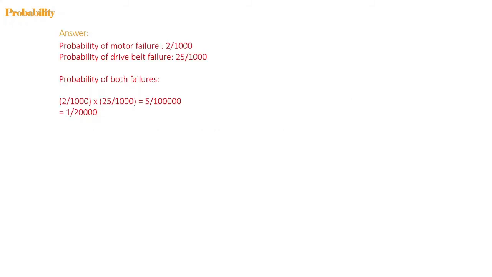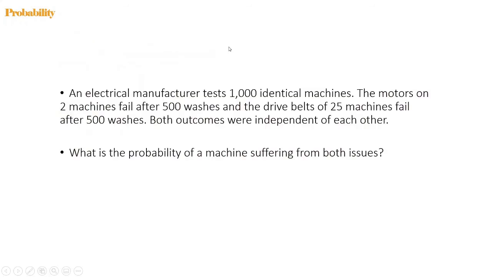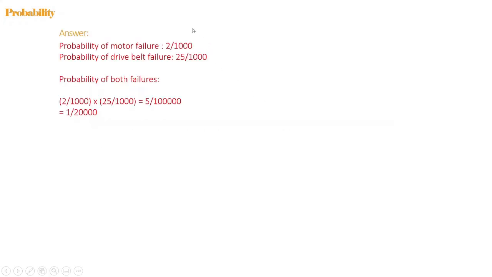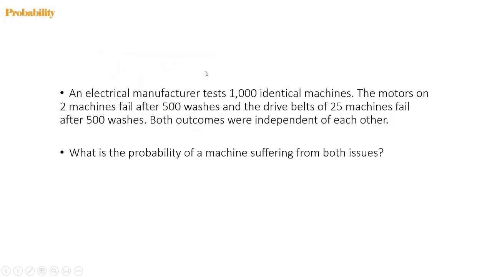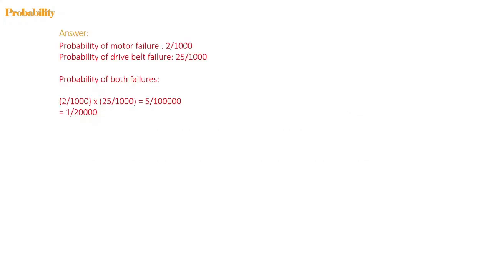Probability of a motor failure, so 2 divided by 1,000. Why have we got that? Well, it says right there, the motors fail on 2 after 500 washes, and this is on 1,000 machines, so 2 over 1,000. Probability of a drive belt failure: where do we get that 25 from? It tells us again, right there, 25. So this is what I'm on about sometimes, where it's making sure you can pick the key information out of the question. There's quite a lot of wording there, but you've got to make sure you're picking out the key bits that you need. So 2 over 1,000, 25 over 1,000.